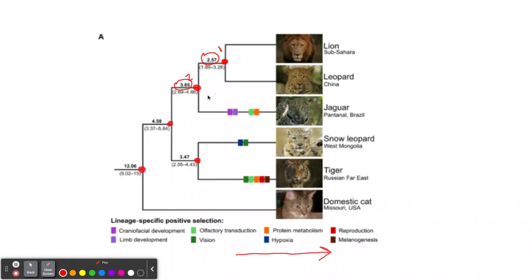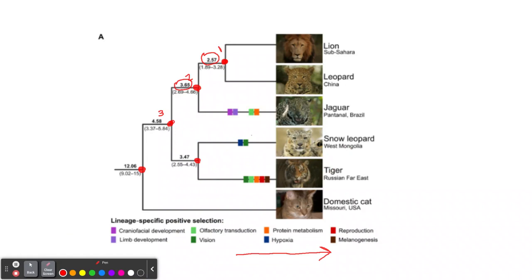So if we keep going, we can see that right here, if we call this node 3, it would be the common ancestor between the jaguar, the lion, and the leopard, and the snow leopard and the tiger. See, just follow the path.